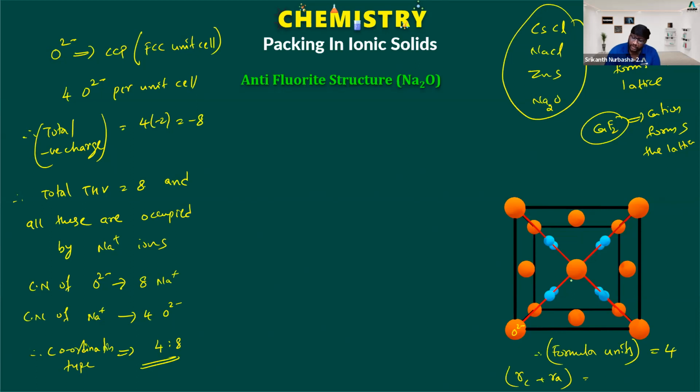Again, tetrahedral void is occupied. So 1/4 of length of body diagonal, that is √3a. So radius of Na plus plus radius of O2 minus is equal to 1/4 times √3a. So based on this formula, whatever quantities are given to you, you have to calculate the others that are not given. Okay.